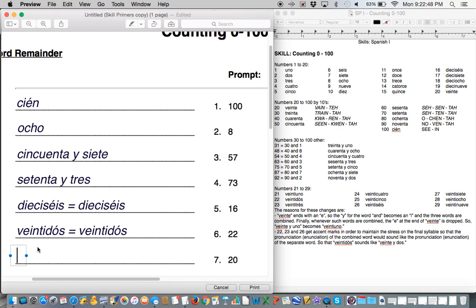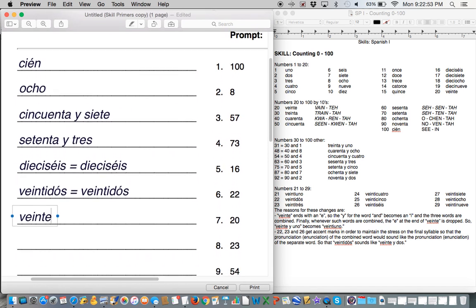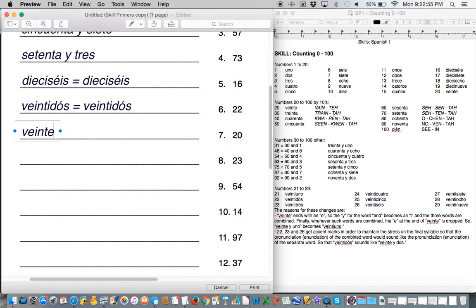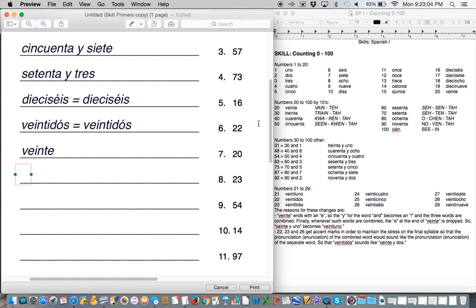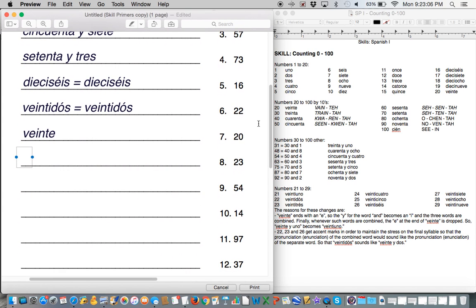Okay, 20 for number 7, 20. Nothing difficult about that. Let's see, number 8 is 23. The 20s are what may give you a little bit of difficulty here because you have to do some memorizing. So the 22 and the 23, 25, 27, 26, all these require some memorization.